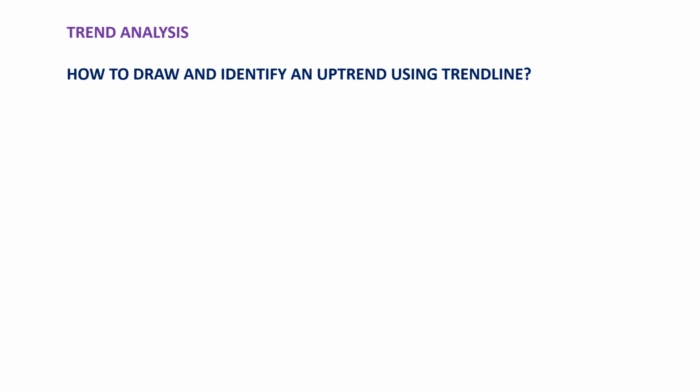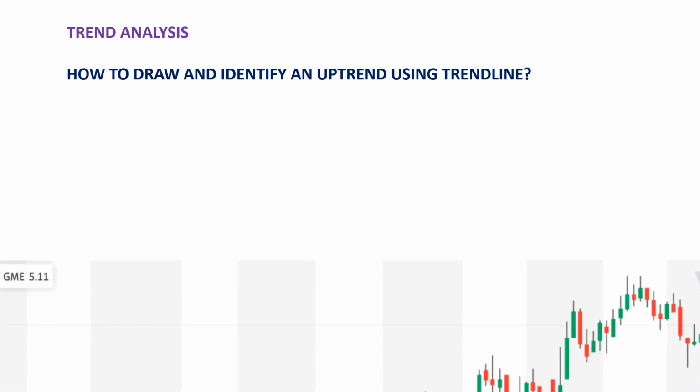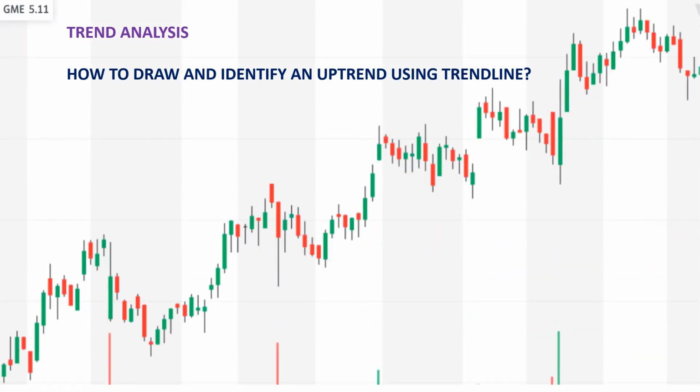When it comes to trend analysis in price action, the first step is to identify and confirm the direction of the market trend. Let's take a look at the daily chart of GameStop Corporation as an example. To identify an uptrend, we need to observe a sequence of higher swing highs and higher swing lows. This means that each peak high in price is higher than the previous peak, and each trough low is higher than the previous trough.